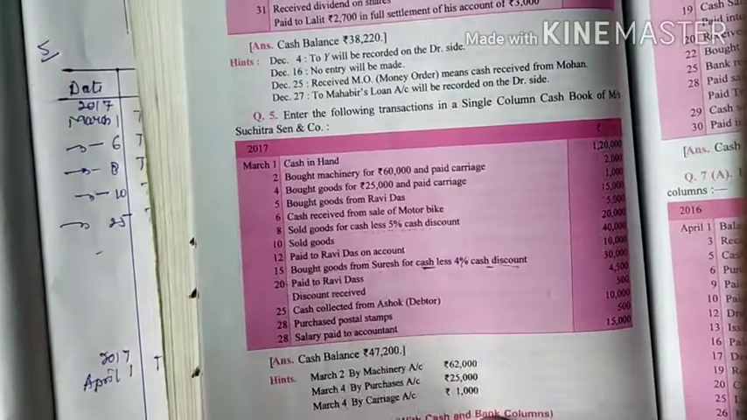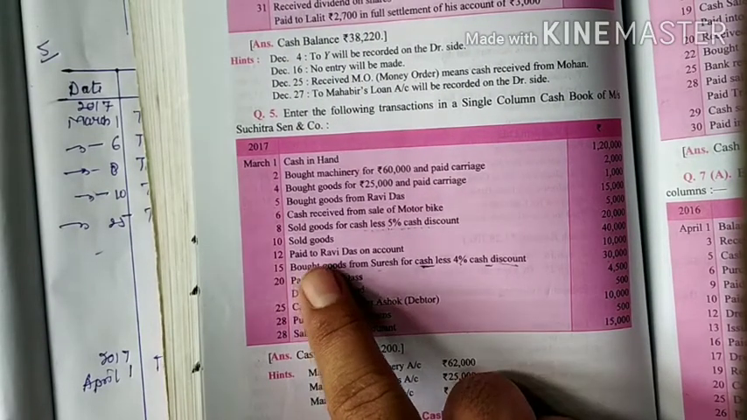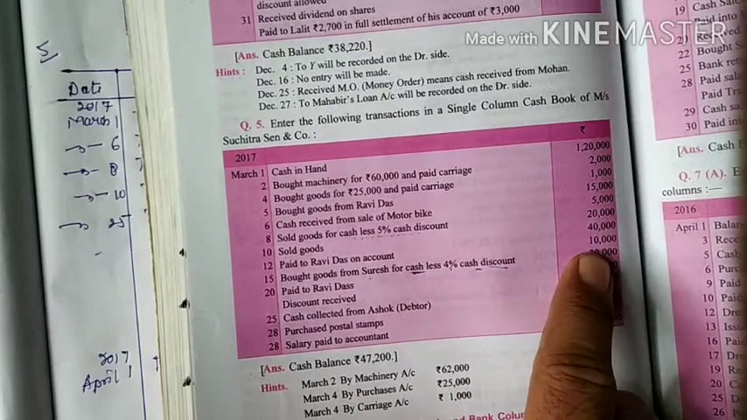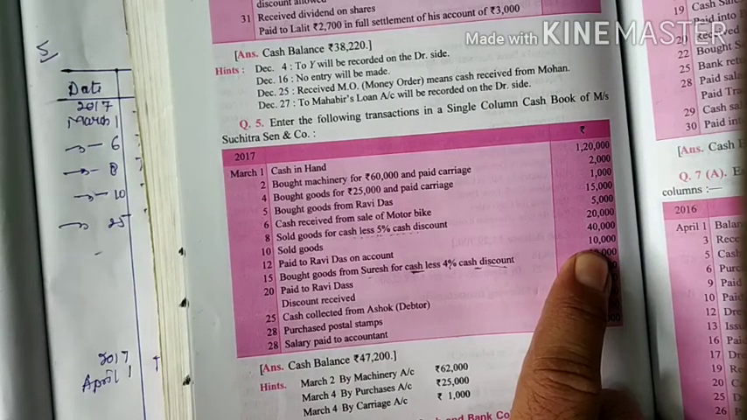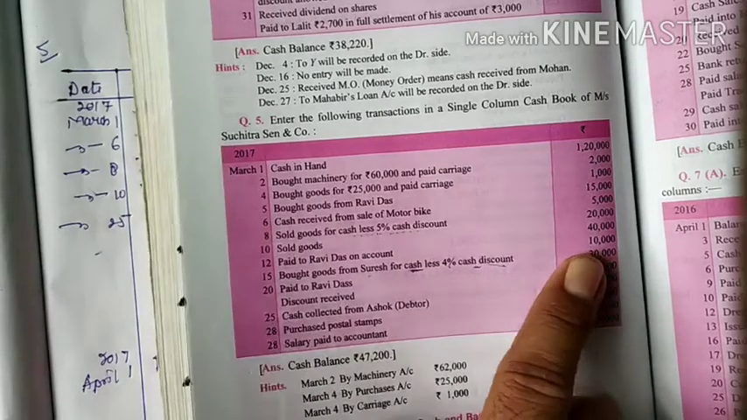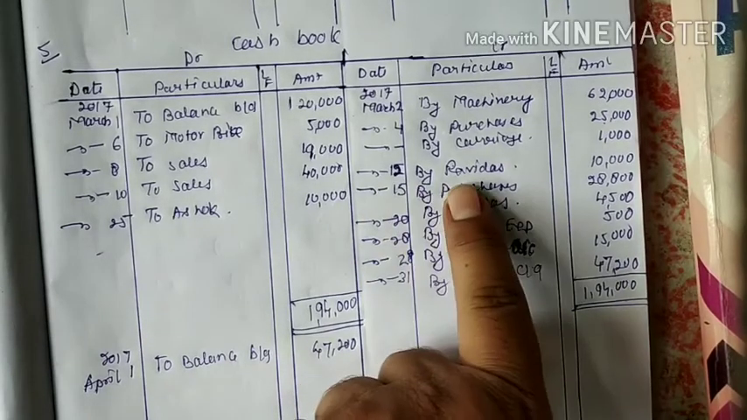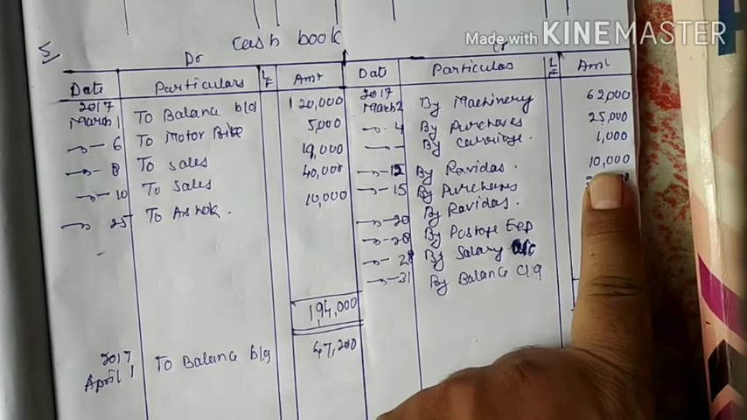Now come to the next one, on March 12th. Paid to Ravidas on account. How much have we paid? 10,000 we have paid to Ravidas. So cash is going out of the business, so it will be shown on the credit side of the cash book. How much? 10,000 rupees. On the 12th, by Ravidas, 10,000 rupees we have shown it here.